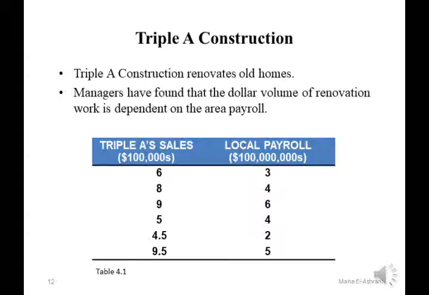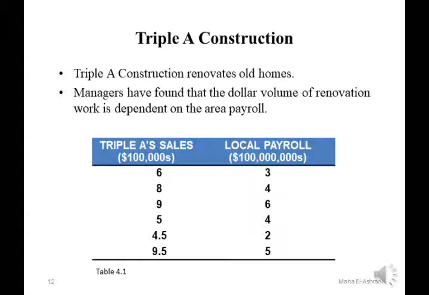Usually, if I want to study the relationship between these two variables, let's start first: which one will be the X and which one will be the Y? Now, he said that the volume of renovation is dependent on the area payroll. This means that the sales depend on the payroll, which is X. So the sales of the company depend on the salaries given to the workers. So our X is the payroll and Y is the sales.